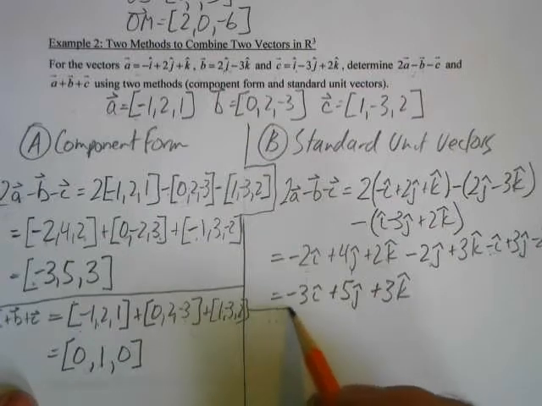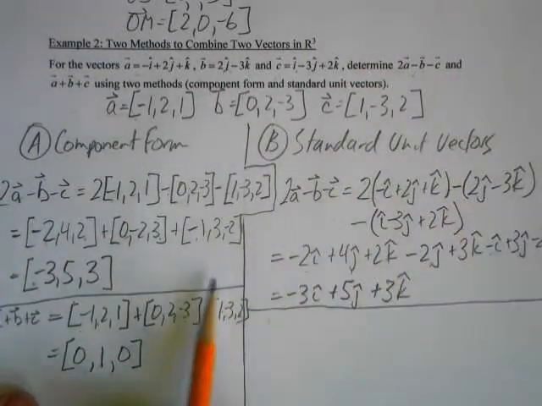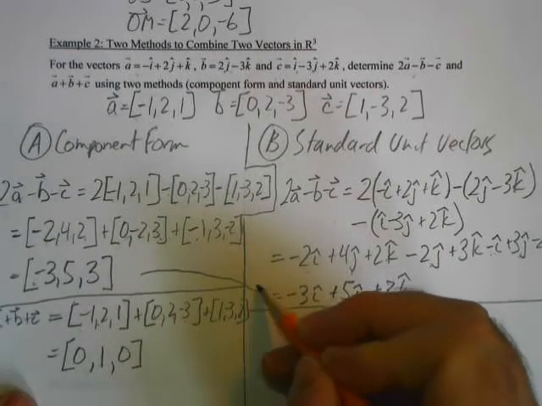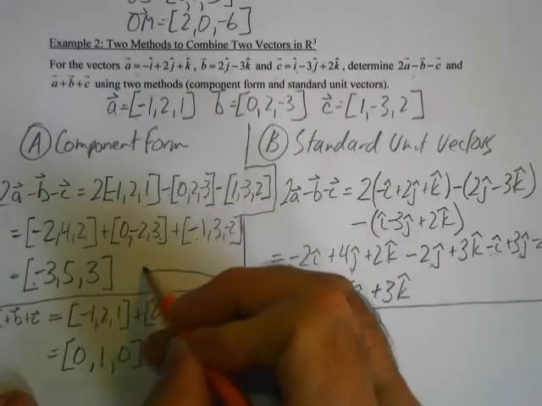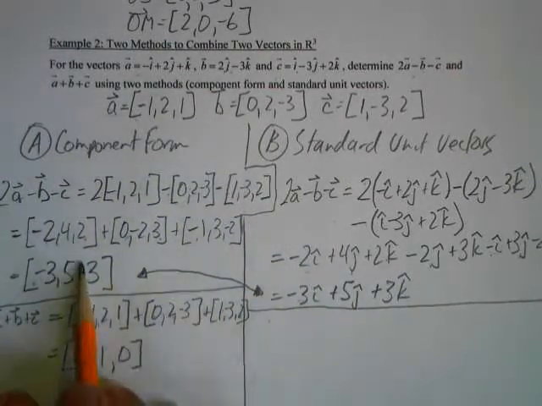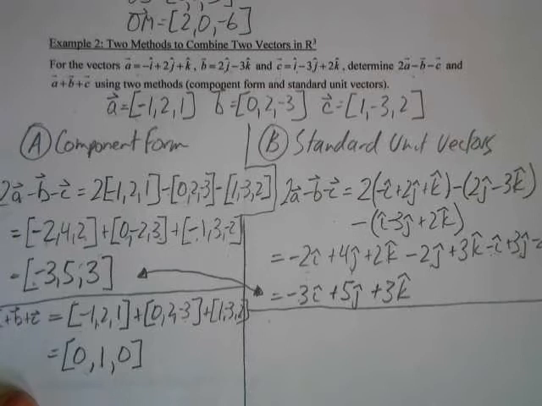Okay, so that's our answer using standard unit vectors. You can see that these two forms give you the same result. We've got a negative 3, positive 5, positive 3. So let's try the last part.